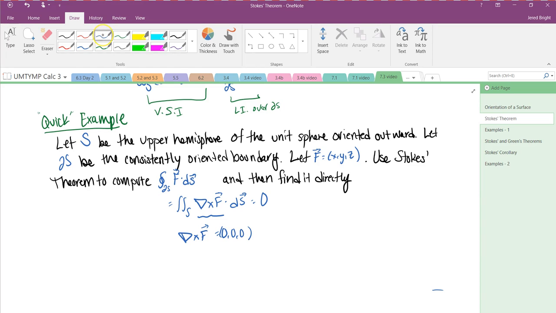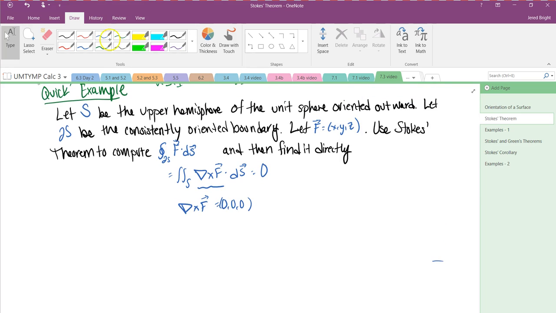If we want to find this directly, then we have a little bit more work to do. We would have to create a parameterization, so we can use our standard one. This is for the boundary, which is the unit circle. So x of t is equal to cosine t, sine t, and 0, because we're right on the xy plane, and certainly t is within 0 to 2 pi.